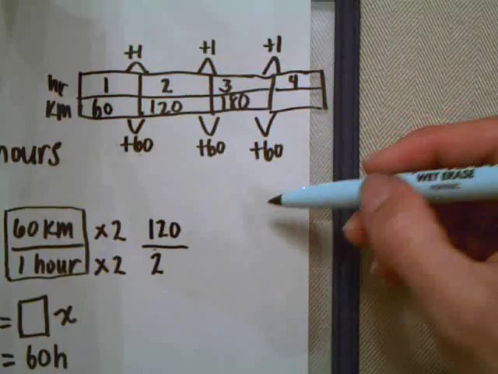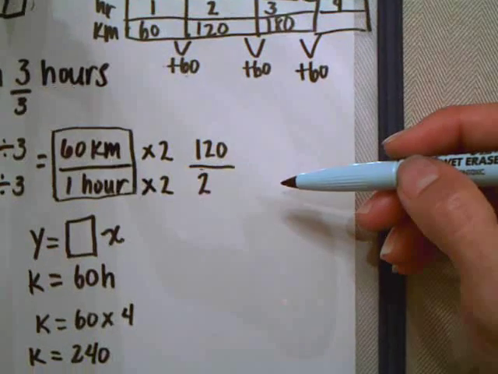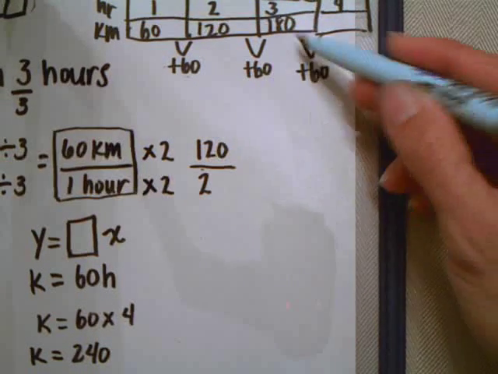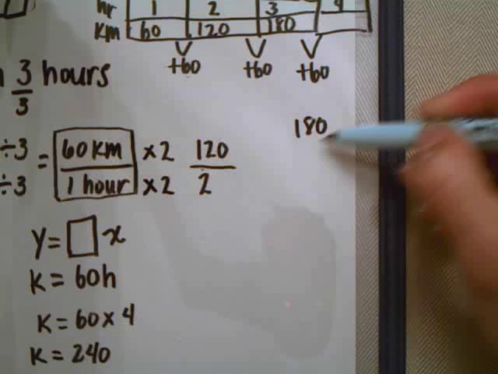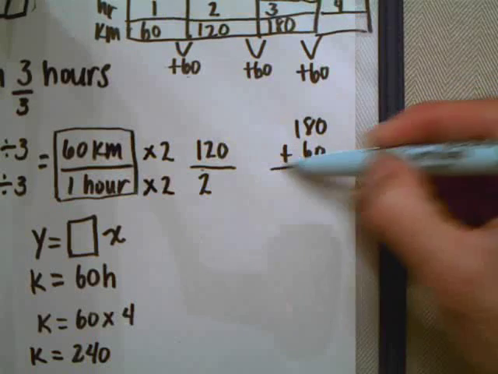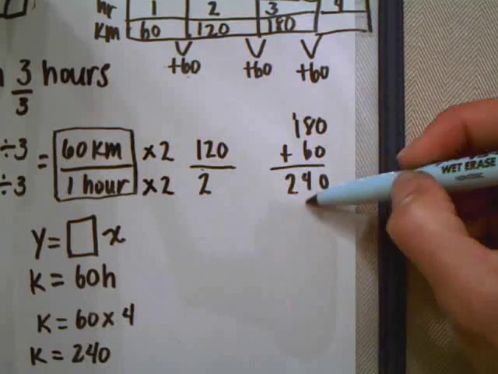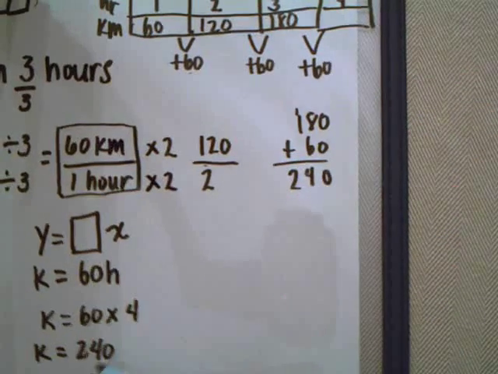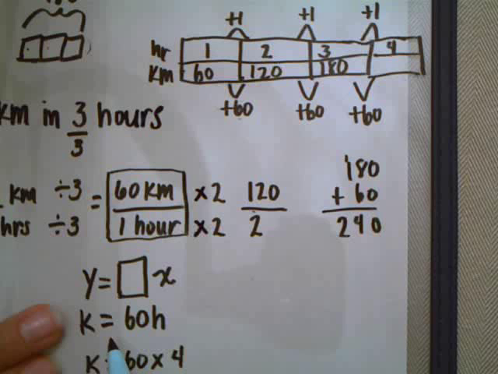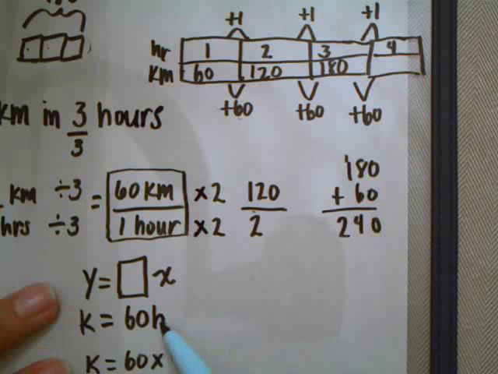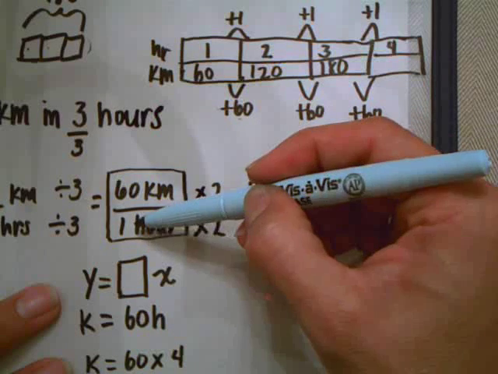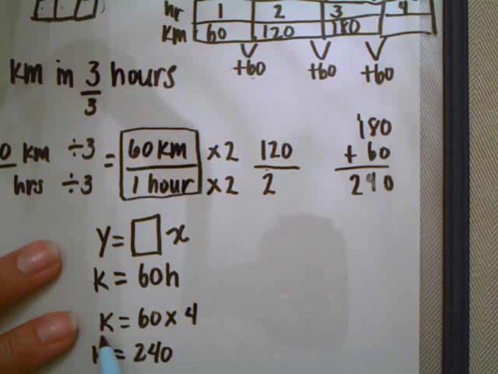What happens if I add 180 plus 60? I get 240. Yep, I know that this equation is right. And the reason why is because I could take any number I want and substitute it in for the units for this 1 hour block, and I'm going to come up with the kilometers.